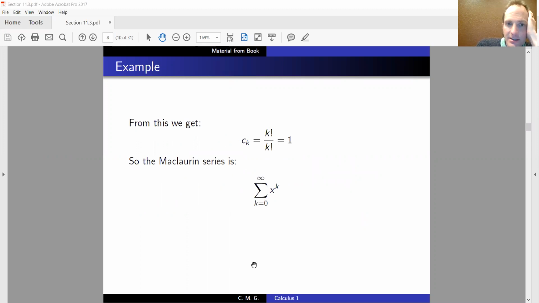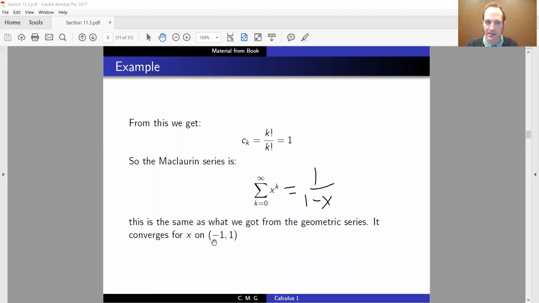So the Maclaurin series of 1 over 1 minus x is just the sum from 0 to infinity of x to the k. And so that's great. The really nice thing is that we've done this before. We actually get the geometric series, and that geometric series is convergent from -1 to 1, not convergent at either -1 or +1. So it's not convergent at any of those, just between the two.